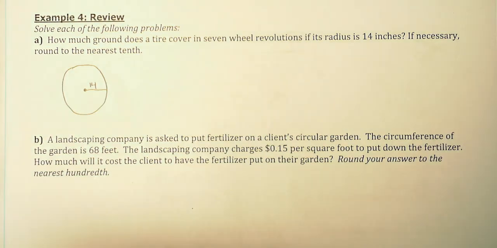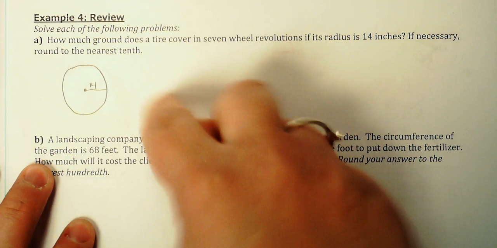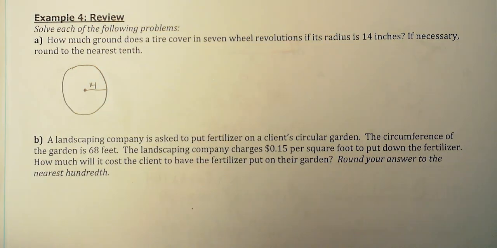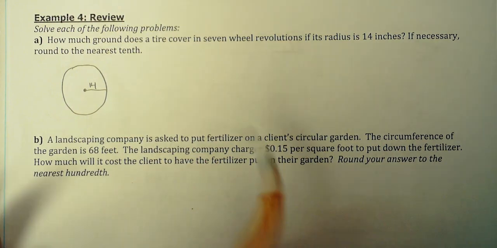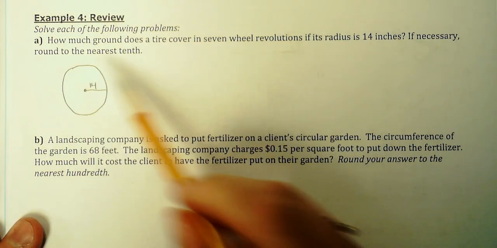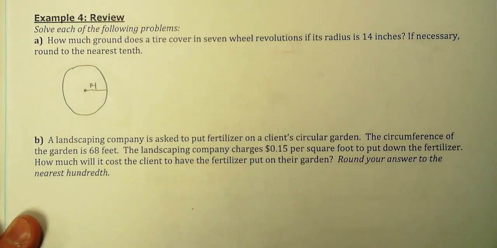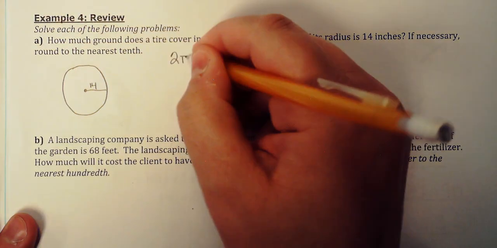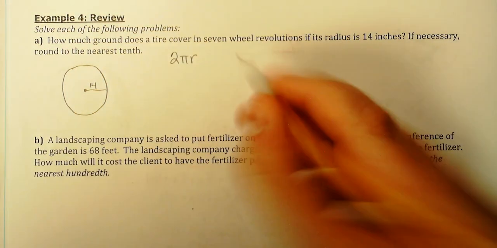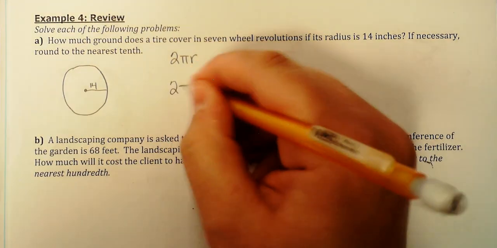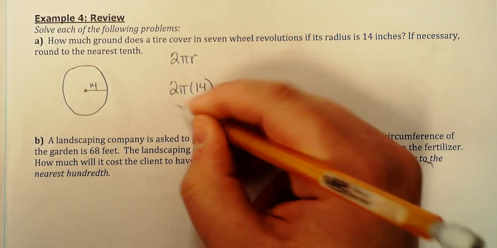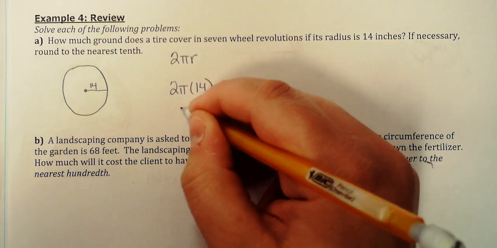So if you think about a tire rolling, like if I'm rolling this across the paper 7 times and I want to know how much ground I'm going to cover, you have to ask yourself, am I talking about the area or the circumference? If you think about a wheel rolling around and the distance you're going to cover, this is going to be the circumference. So 2 pi r. If I want the circumference of this, it would just be 2 pi times 14, or simplified, 28 pi.